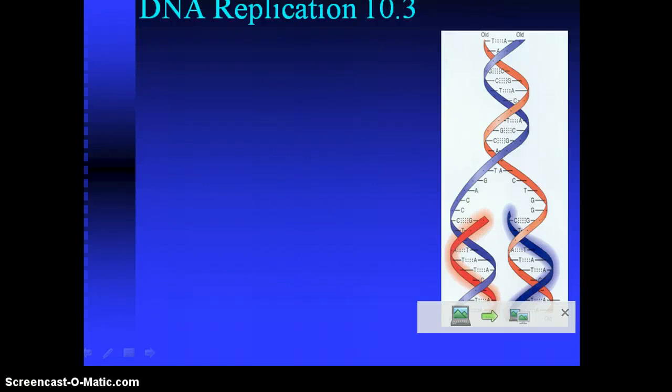Hi class, today we're going to be looking at DNA replication. This is chapter 10, section 3 in your book. And what we're going to look at is how does the DNA replicate?